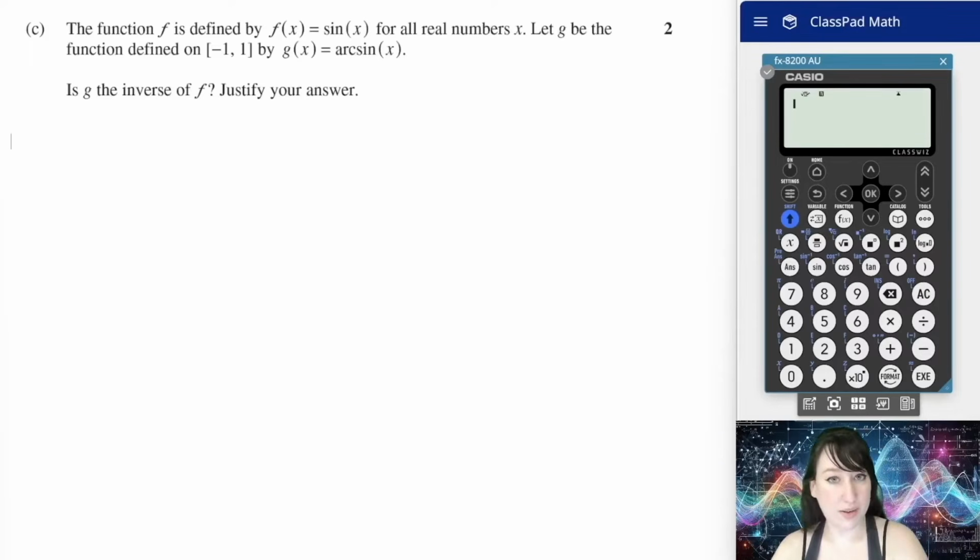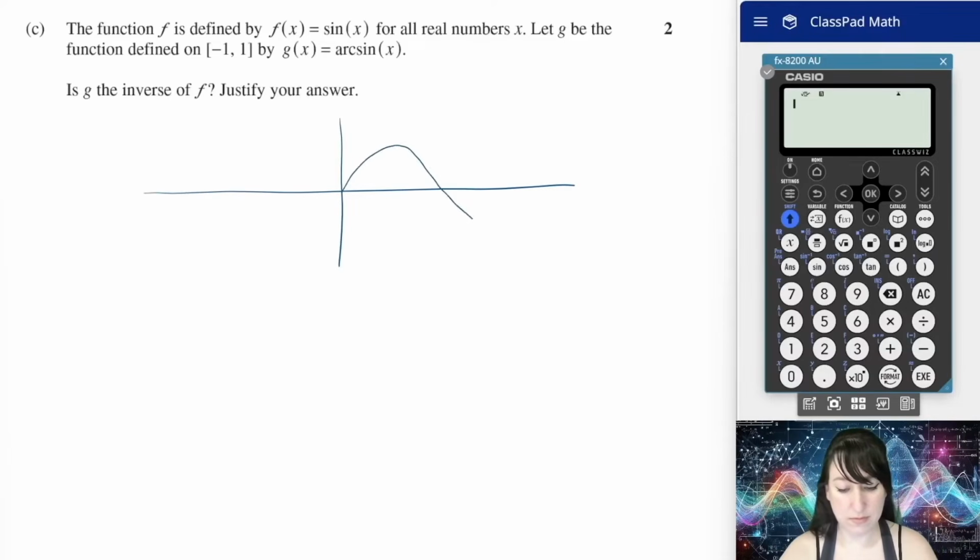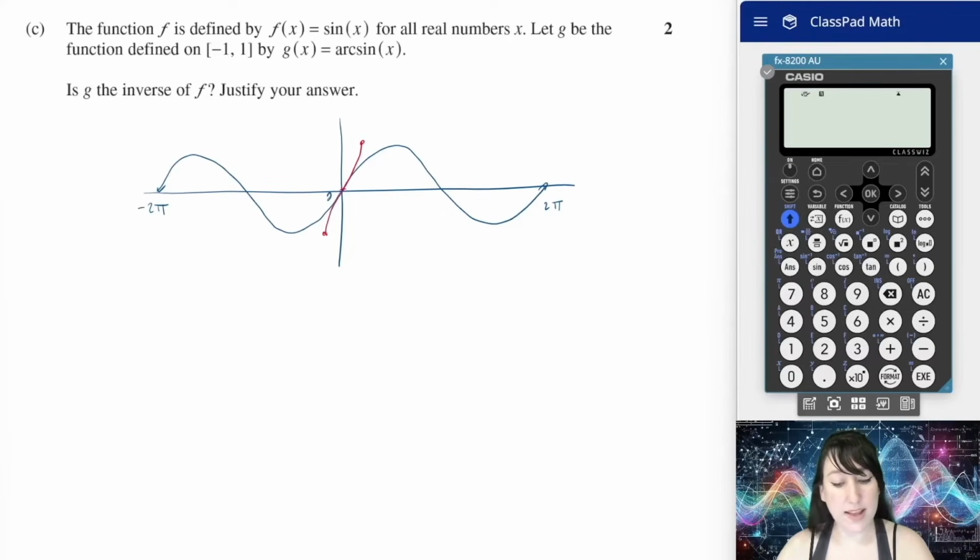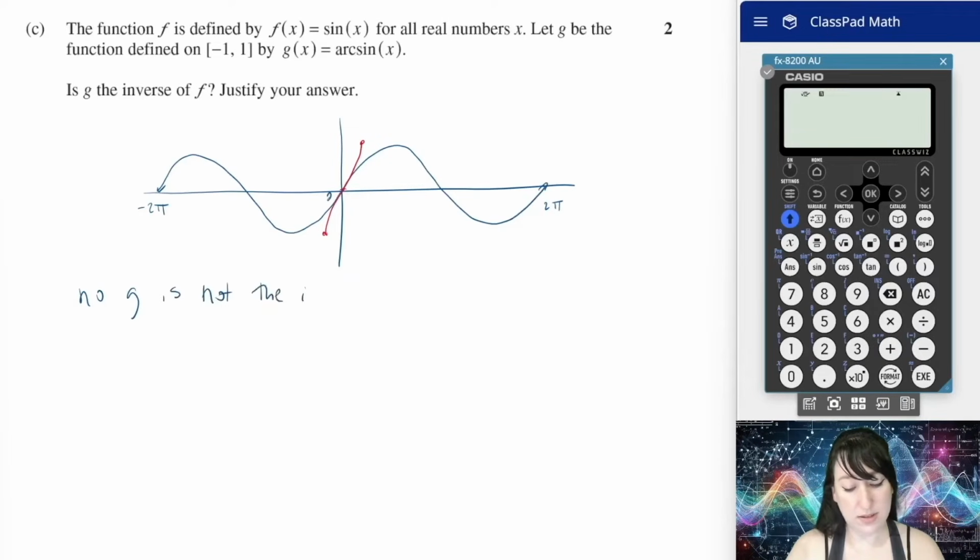of sine and cosine and tangent, so they would be invertible. Sine is not invertible on its natural domain. I'll draw a quick sketch. So that's sine of x defined on all real numbers x. And that's sine inverse, which is normally defined on -1 to 1. So the answer will be no. G is not the inverse of f.